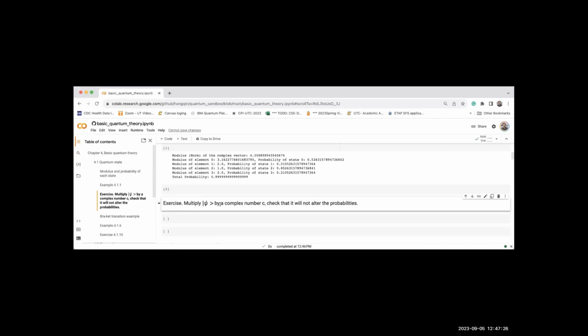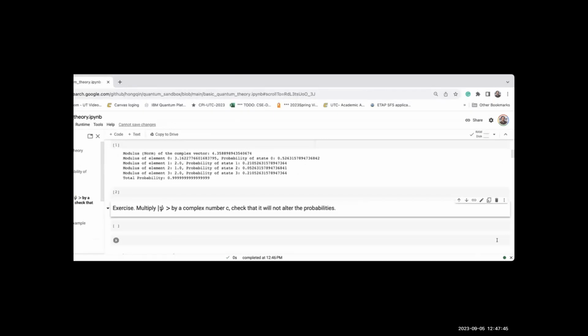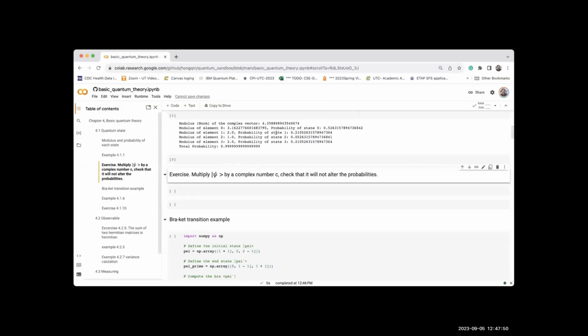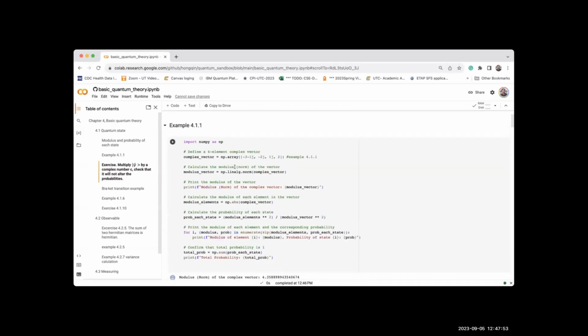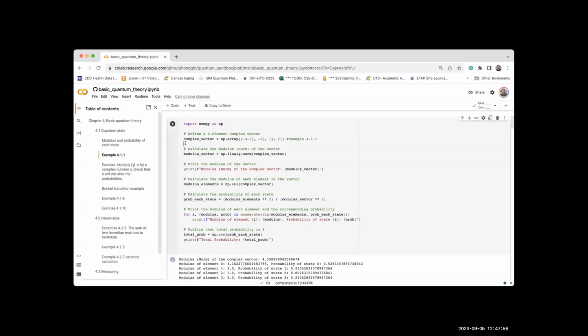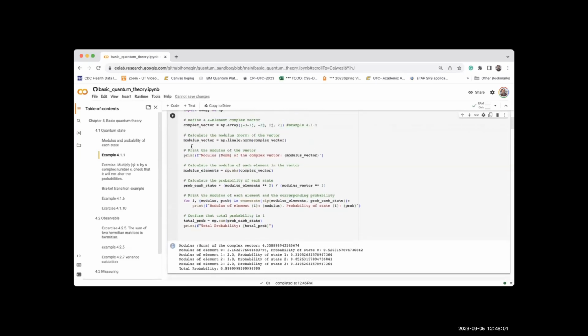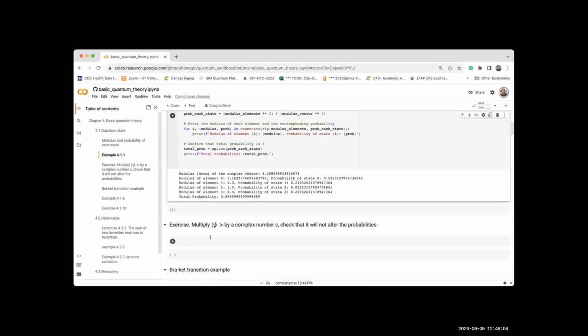So how do we do this? Multiply a state vector by a complex number and check it does not alter the probability. I think NumPy gives you vector scalar multiplication. Okay. So you have the vector already somewhere there, your complex vector. So I think you can just make a new vector and assign it the value of the complex vector times some complex number.